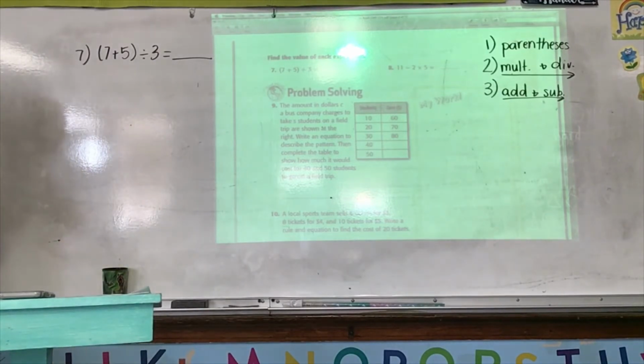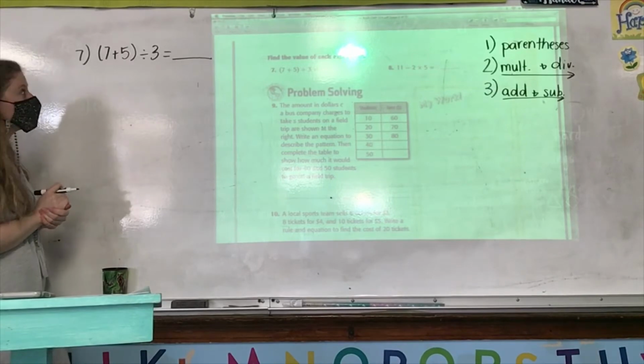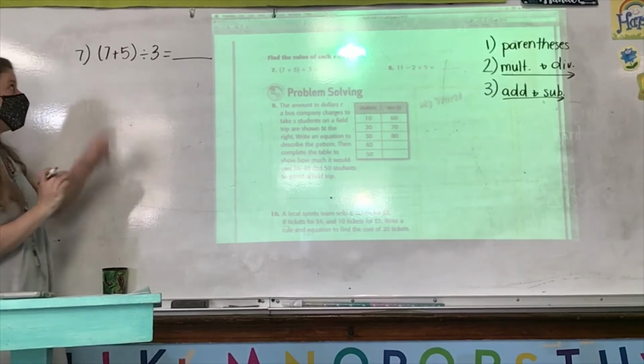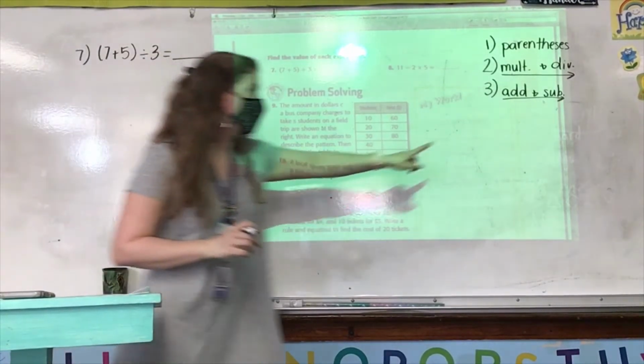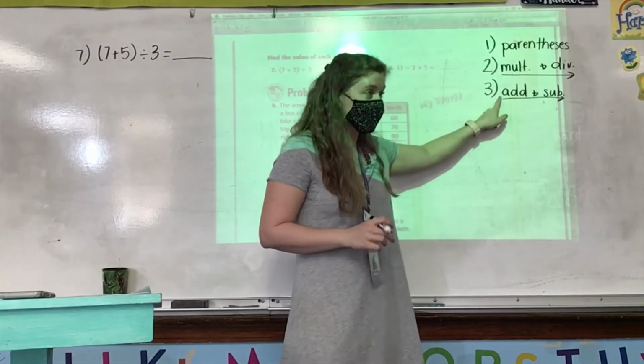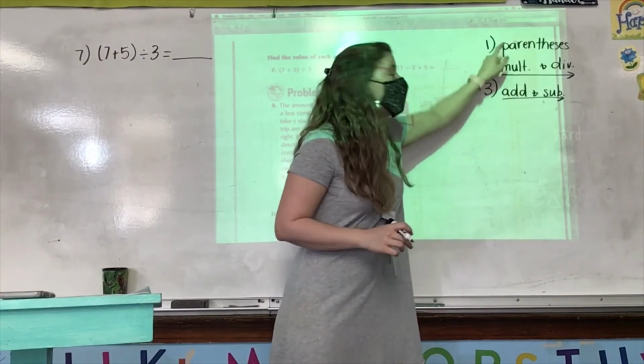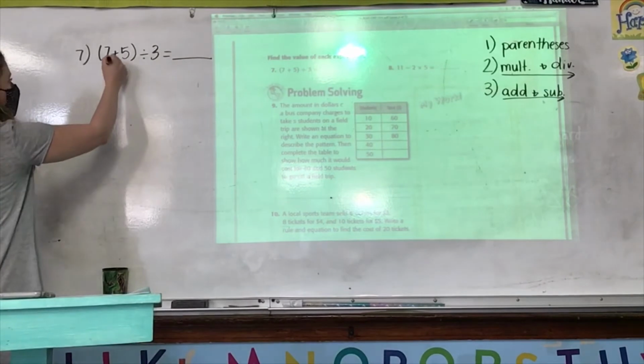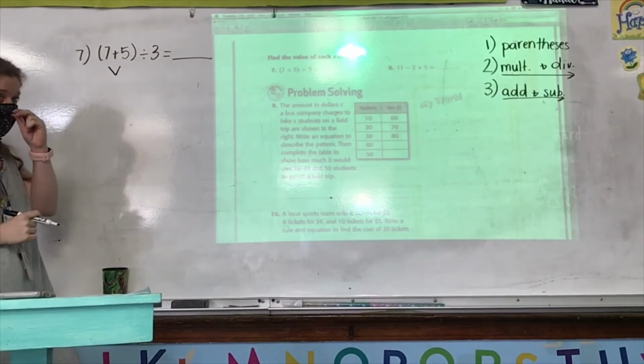What do we do first? You do what's in parentheses. So even though it's addition, which is supposed to be step 3, what changes it to doing it first? If it's in parentheses. Very good. So, I draw my caret. 7 plus 5, Zadie.